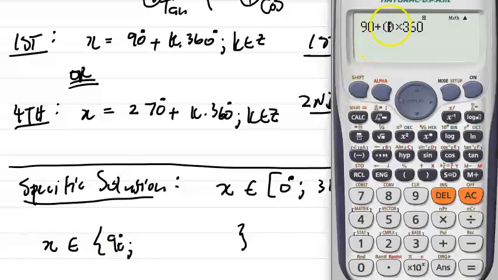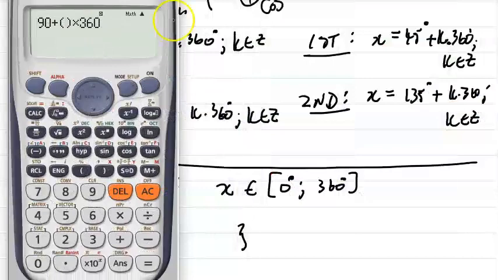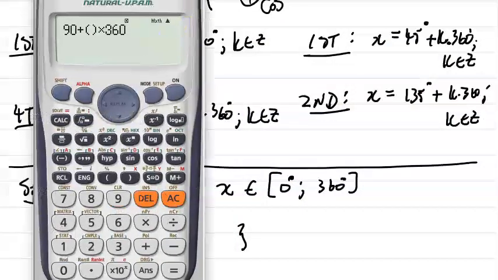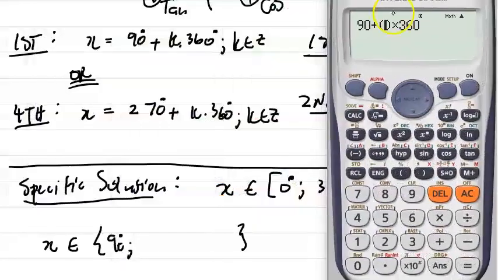If I put 1 there, it's going to be 90 plus 360. That should be 450, and 450 is out of the domain. I gave you a domain 0 to 360, and you can only accept answers inside of the domain. So now we've exhausted the first one, and you go to the next one. You repeat the process. So you're going to go here, 270. 270 plus, for k you're going to put open and close brackets times 360 degrees.